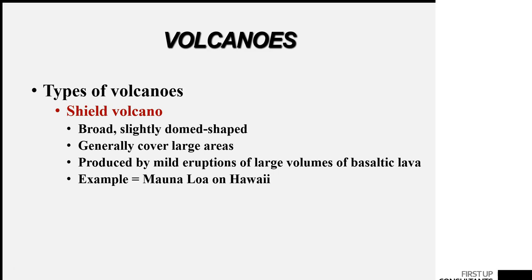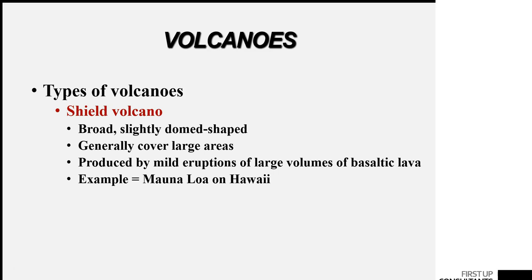So those are some main parts of a volcano that you can memorize, get to know. There are also three different types that we're going to talk about. These are mostly referring to the shape of the volcano. The first type is a shield volcano.